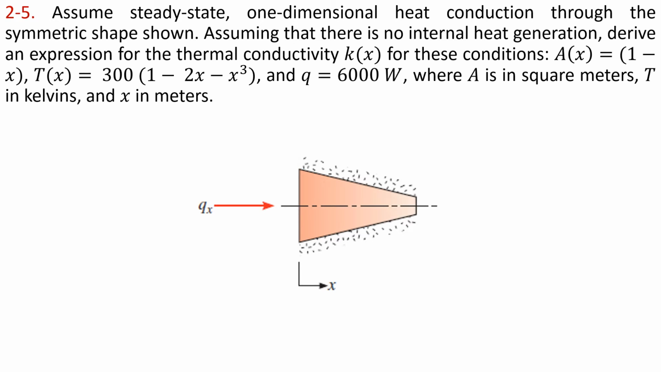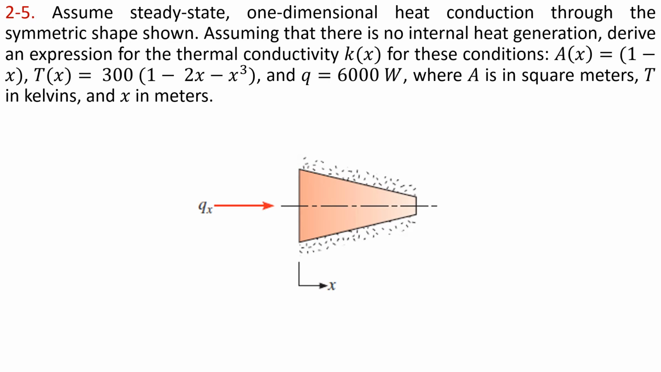We have a problem statement in which it is mentioned that there is no internal heat generation and steady state conditions. Heat is transferring only in one direction, which is x, shown in the given figure. This is a trapezoidal shape, and area is changing with respect to x. Area as a function of x is given, and it is 1 minus x. Temperature distribution in the x direction is given, and it is T of x is equal to 300(1 minus 2x minus x cube). Heat transfer in x direction is constant, which is 6000 watt.